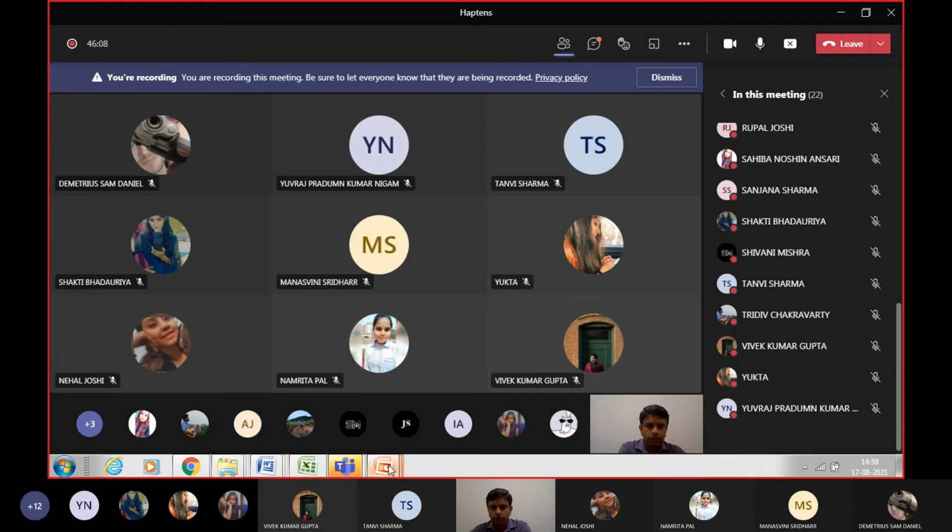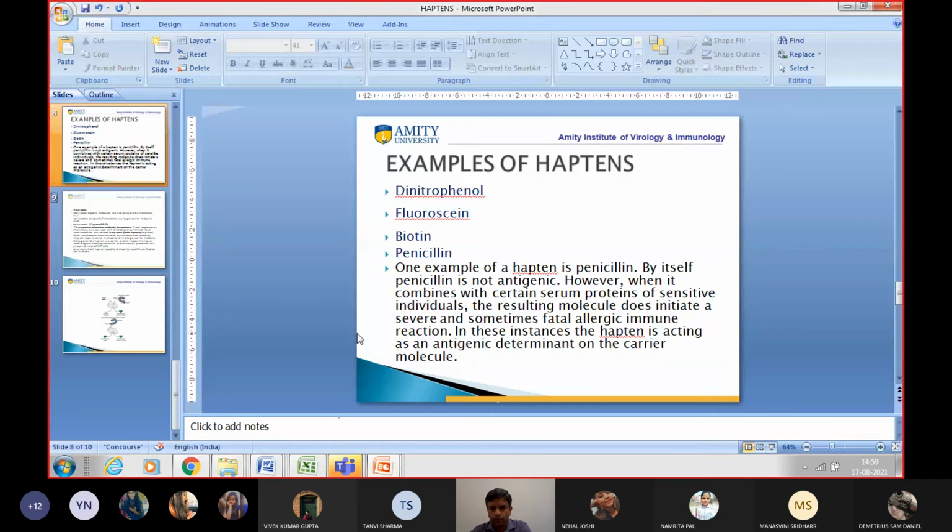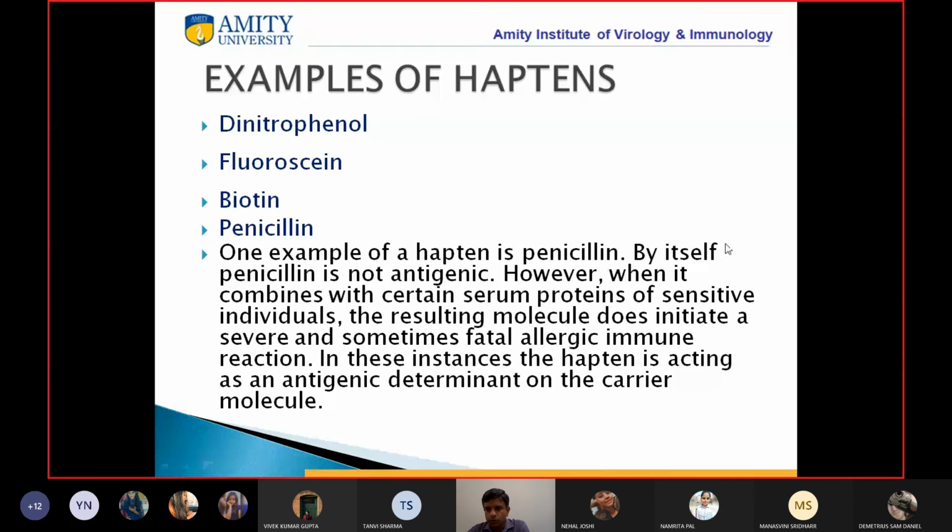Now coming to this. By itself, penicillin is not antigenic. So when penicillin is injected in our body, it will not lead to generation of antibodies, right? Because if antibodies were made against penicillin, what would happen? That antibody would come, bind with penicillin, and remove it from the system, right? And then penicillin would not be able to play its role, right?